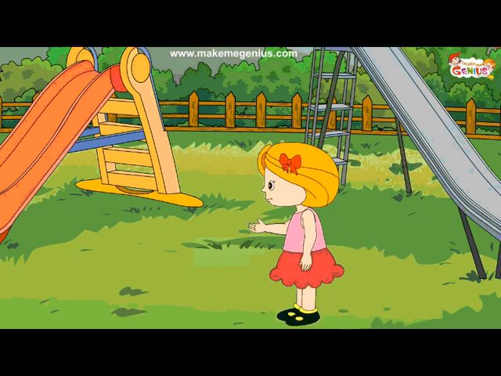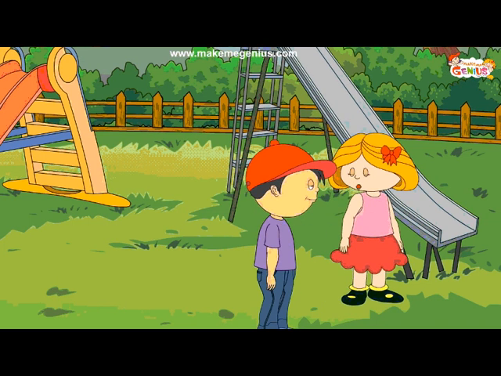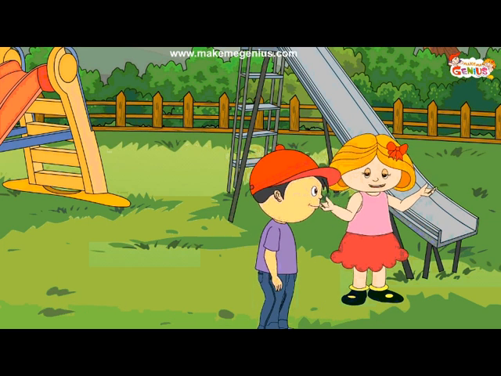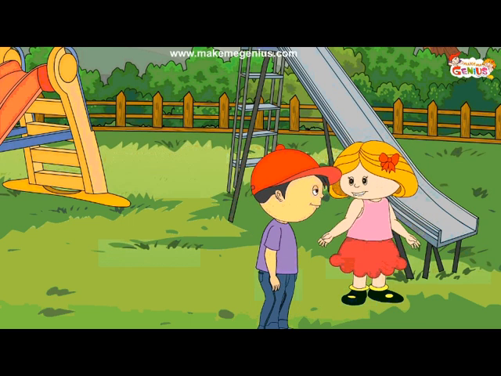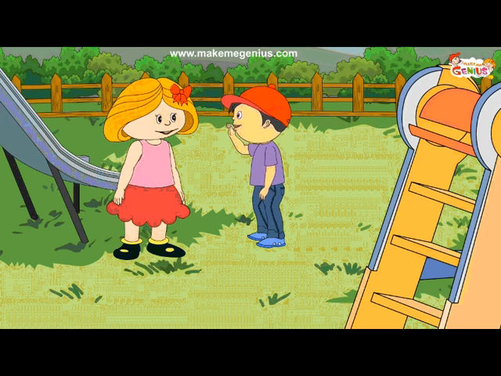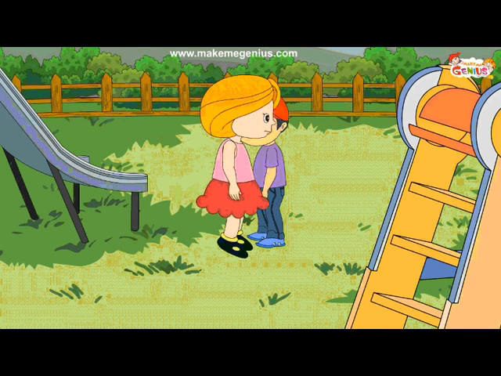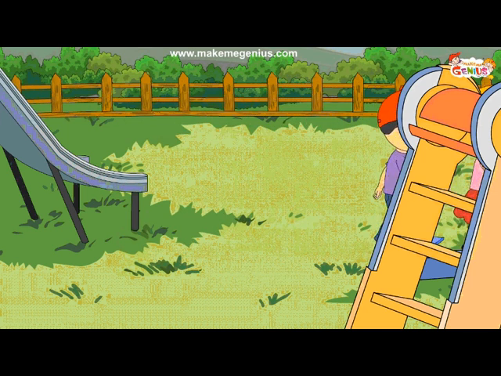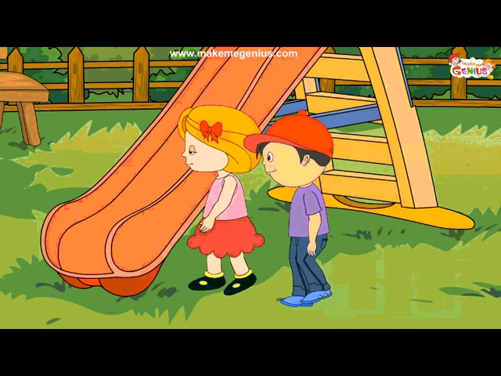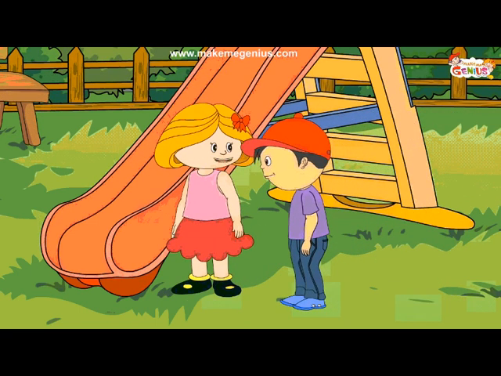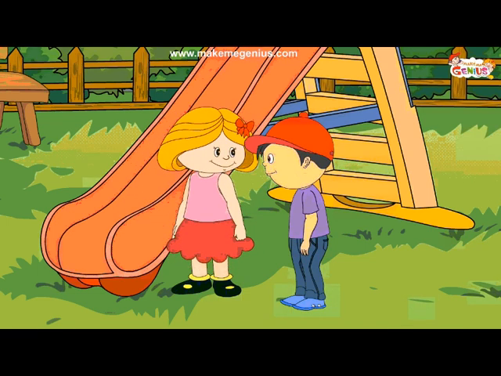Wow, you're having fun. Yes, but something is wrong with this slide. This is very hot. Oh, this slide is made of metal. It is a good conductor of heat. It takes heat from the sun and transfers the heat to anyone who touches it. But sun rays are falling on this slide too, but it does not feel hot. Look closely. It is made of different material. It is called plastic. It does not absorb or transfer heat.